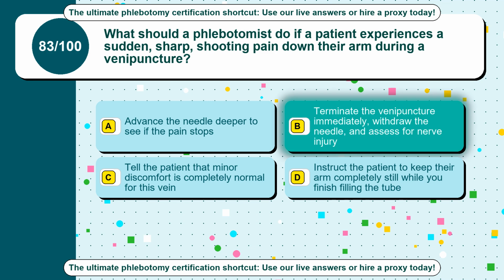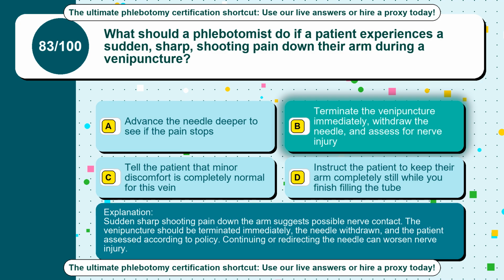The correct answer is option B, terminate the venipuncture immediately, withdraw the needle, and assess for nerve injury. Sudden sharp shooting pain down the arm suggests possible nerve contact. The venipuncture should be terminated immediately, the needle withdrawn, and the patient assessed according to policy. Continuing or redirecting the needle can worsen nerve injury.